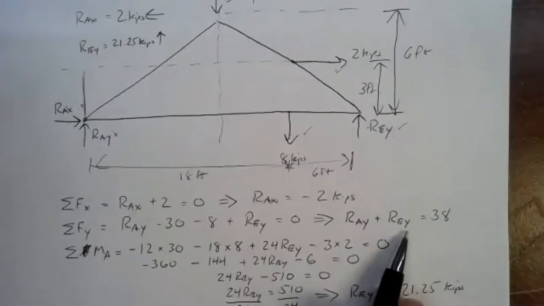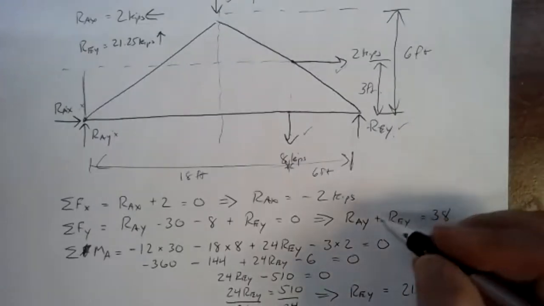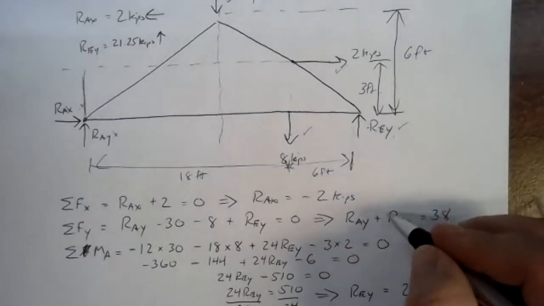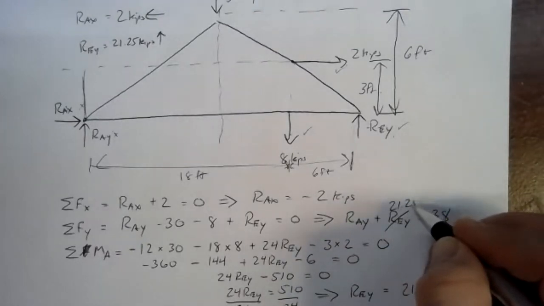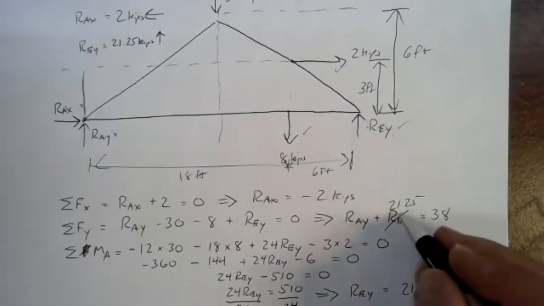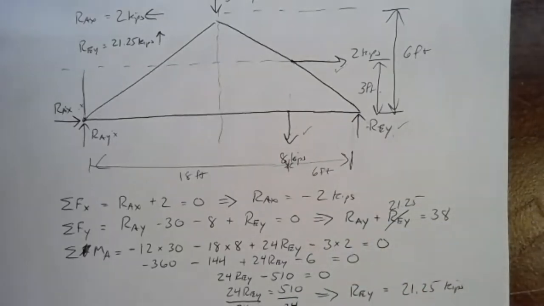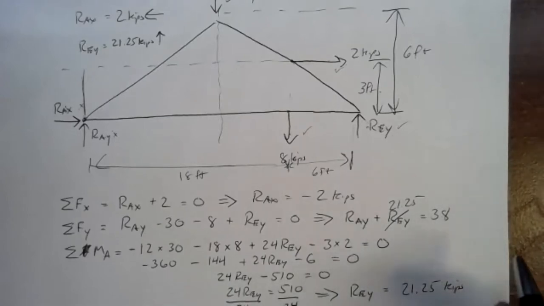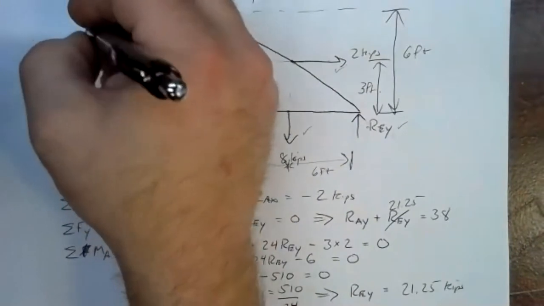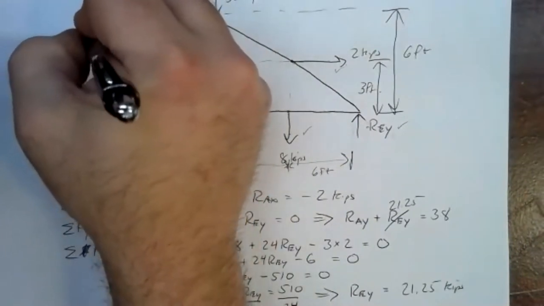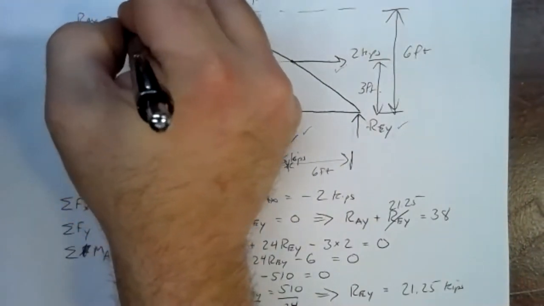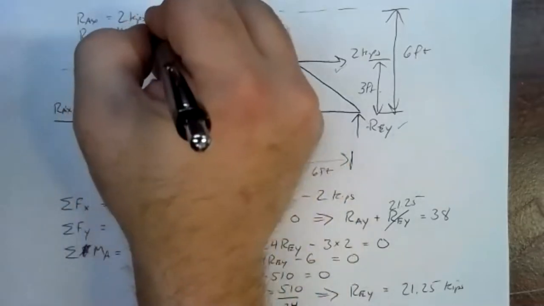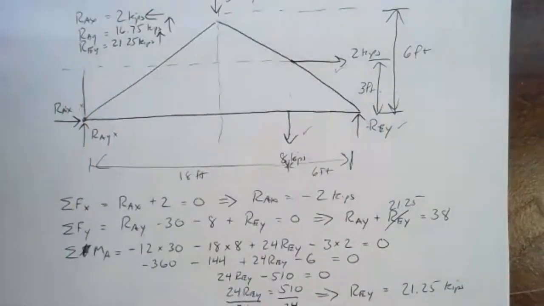Now that we've got that, we can go to our Y direction equation. RAY plus 21.25 has to equal 38. If we subtract 21.25 from both sides, we get RAY is 16.75. So RAY is 16.75 kips. And that also comes out positive, so it's pointing up.